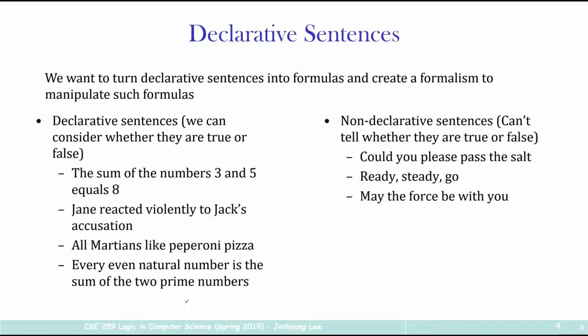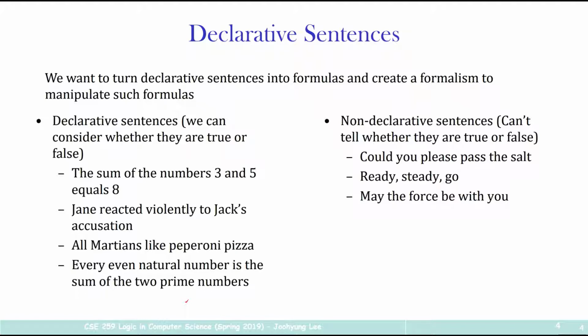The sum of numbers 3 and 5 is equal to 8. Is this true or false? True. Jane reacted violently to Jack's accusation. True or false? We don't have enough information, but it should be either true or false, given enough information about this situation.